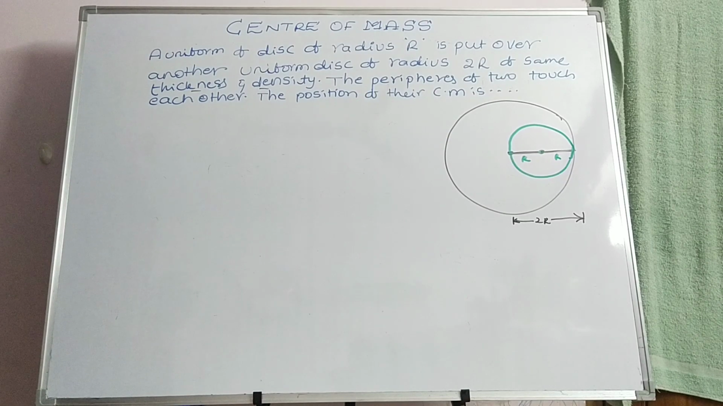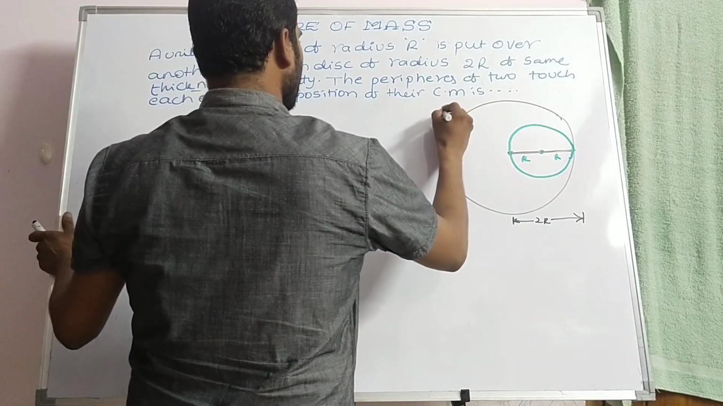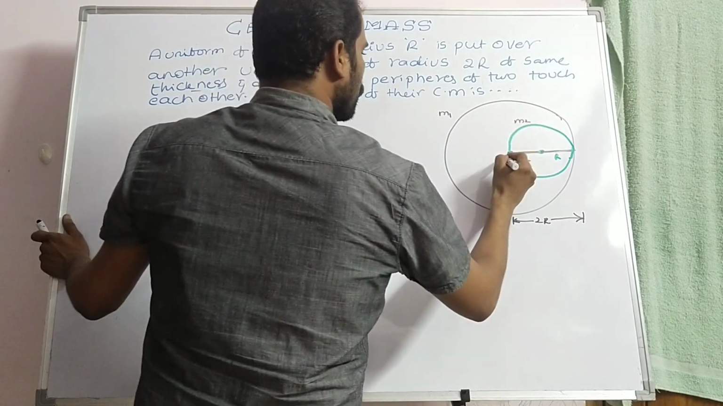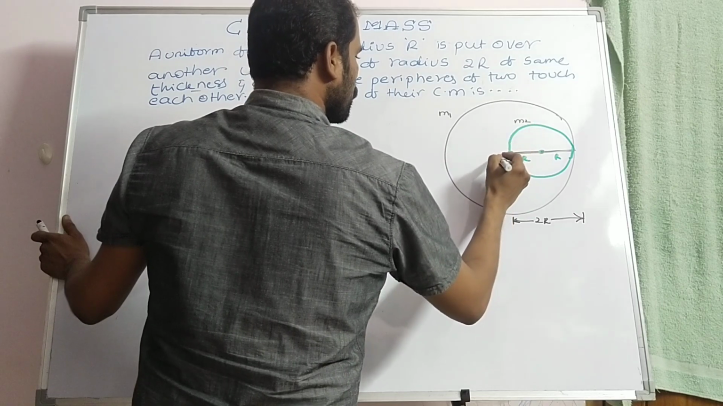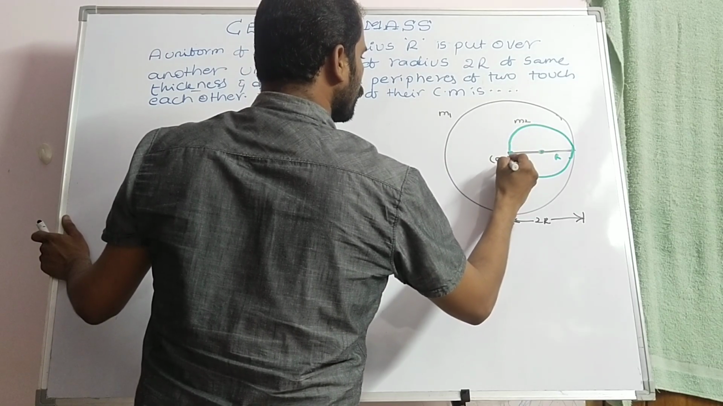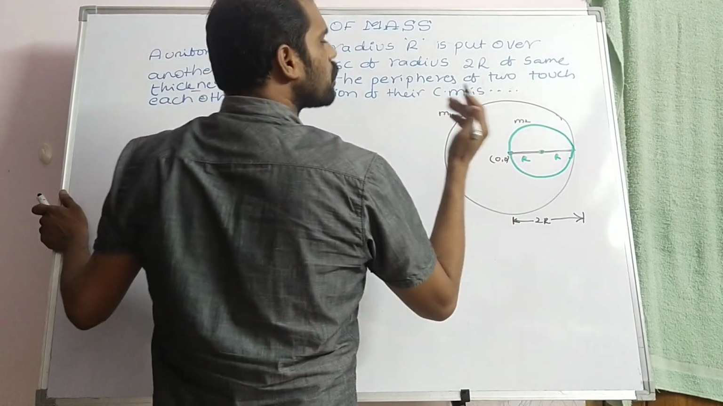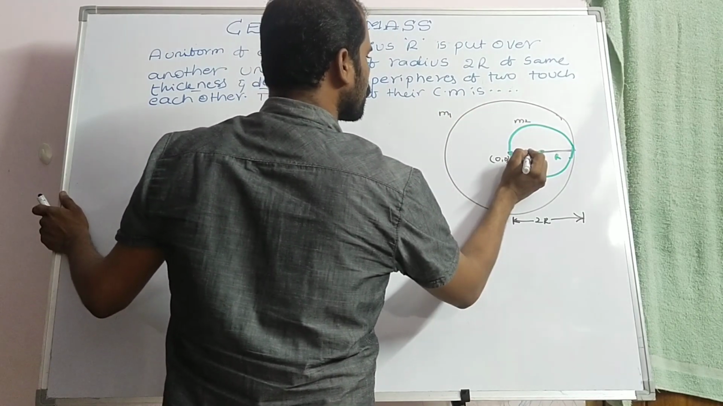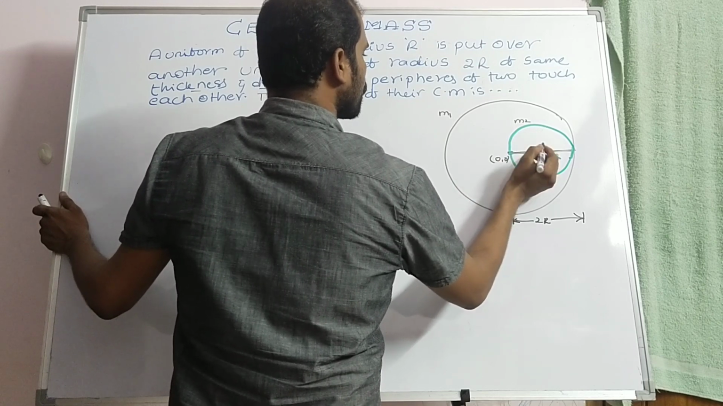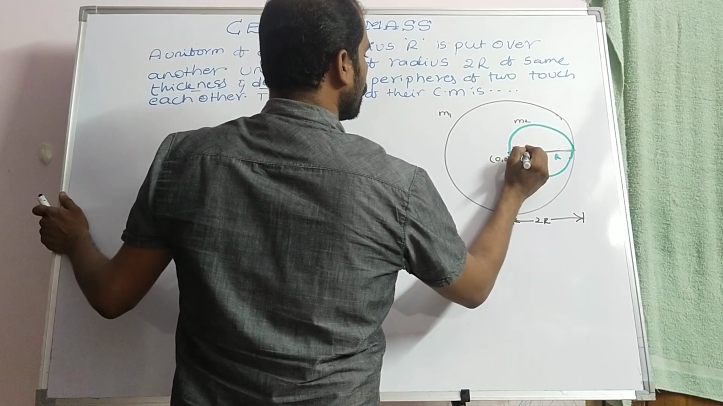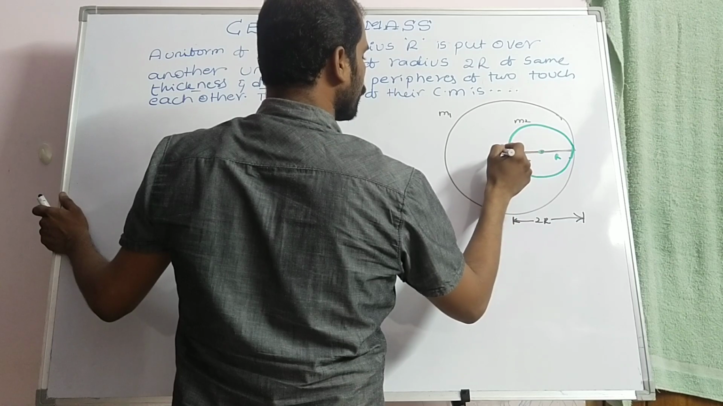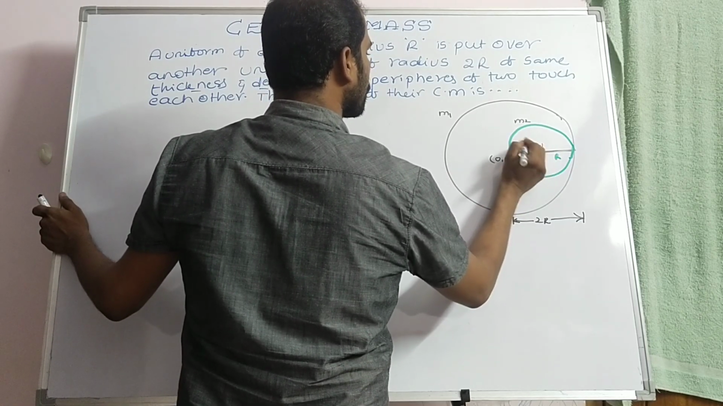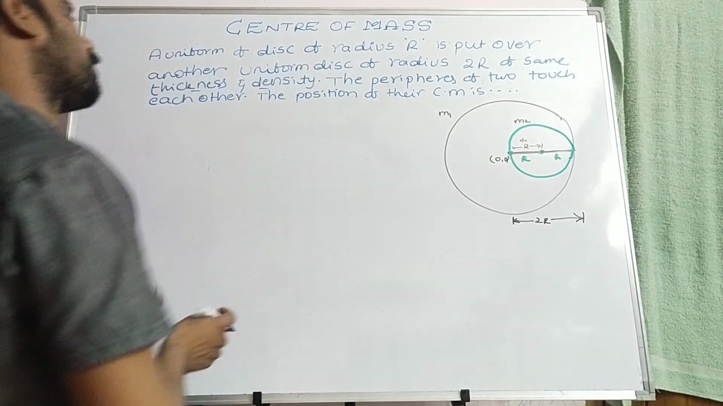Let us consider the mass of the first disk is m1. The mass of the second disk is m2. Taking the bigger disk's coordinates as 0, 0, the center of mass of the system of two disks will be located somewhere. The distance between the centers of the two individual disks will be, say, d, which is equal to r.